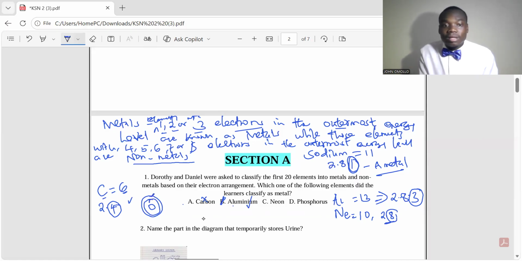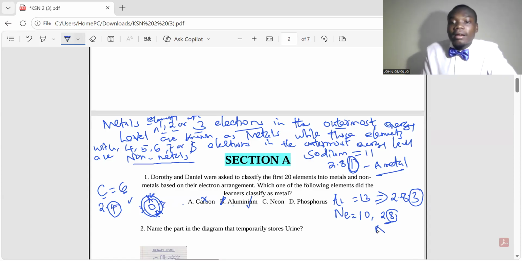So in this case, the innermost will only have 2 this way, and then the outermost will have 1, 2, 3, 4, 5, 6, 7, 8. So these outermost electrons are 8. In that case, this particular atom is a non-metal because I said 4, 5, 6, 7, or 8 electrons in the outermost energy level are non-metals. I hope you have understood the difference between a metal and non-metal, how to identify a particular element as a non-metal or a metal.